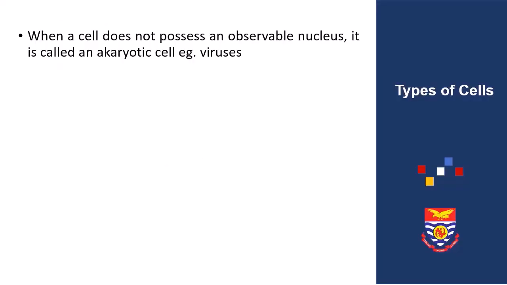Now let's look at types of cells. Different kinds of life exist on the earth. When a cell does not possess an observable nucleus, it is called an acellular one. An example is the virus. And because the virus is not a living thing, we then say that two main types of cell exist, and these two main cell types are prokaryotic and eukaryotic cells.